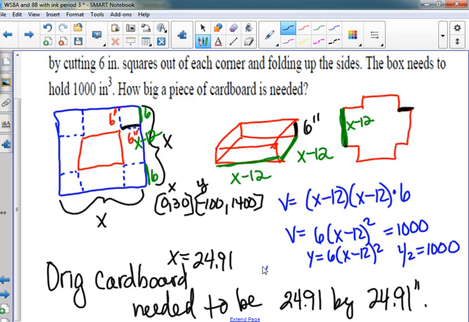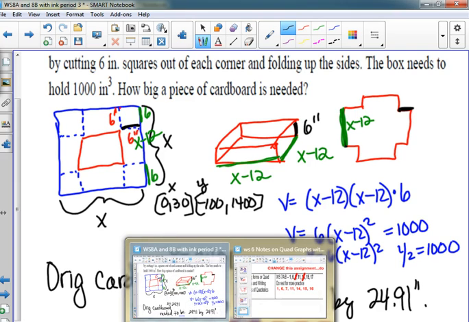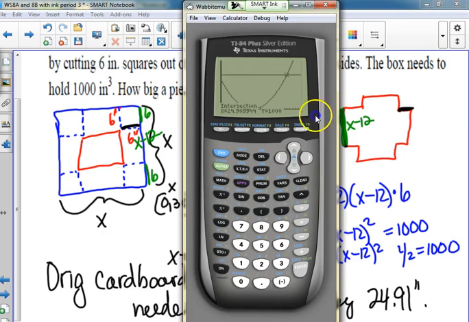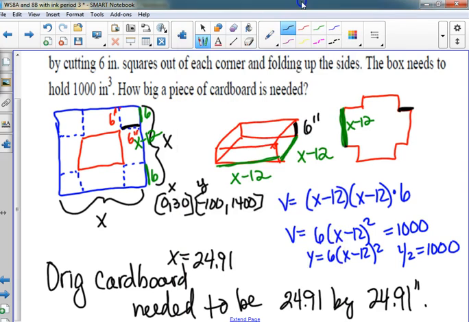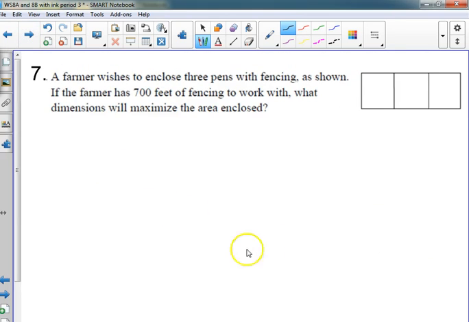Are there dimensions that won't work for this? This is the volume of the box. Can we have it hit 0? Remember, we said it really needed to be more than 12, right? Otherwise, we couldn't cut in more than 6. We couldn't cut in 6 and 6. All right, we'll talk more about that later. Let's go on to another kind.